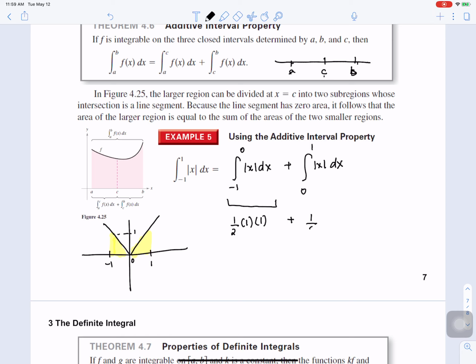And then from 0 to 1, I get another triangle. The base is 1. The height is 1. So I add a 1/2 and a 1/2, and I get 1 unit. So my total area under the curve is 1 unit. But to evaluate it, I used two parts. I went from minus 1 to 0, and then from 0 to 1.